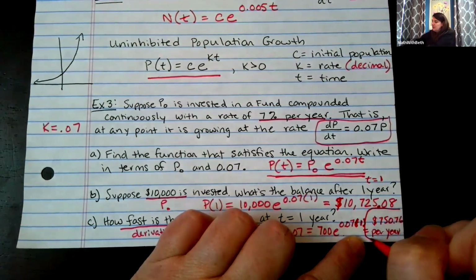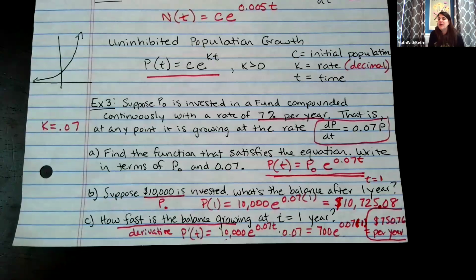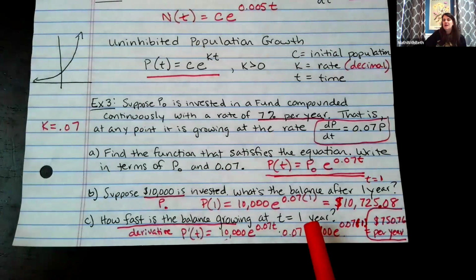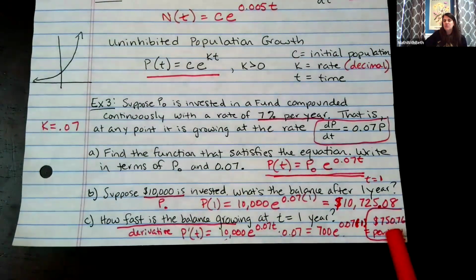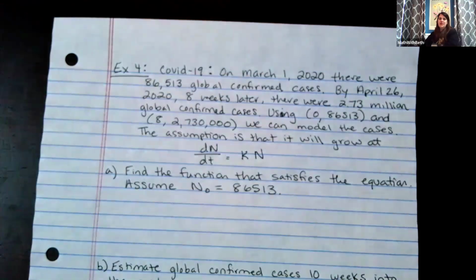So anytime you're using the derivative, you're finding some kind of rate. This is how much it's going up per year or per month, whatever the t happens to be. So in our case, it's years. So our balance after 1 year is growing at a rate of $750.76 per year. Okay, so let's try another one. It takes a little practice to get used to these.